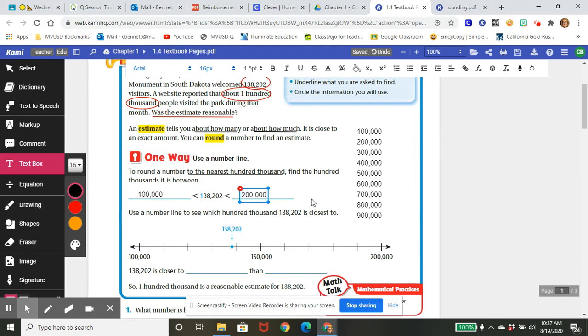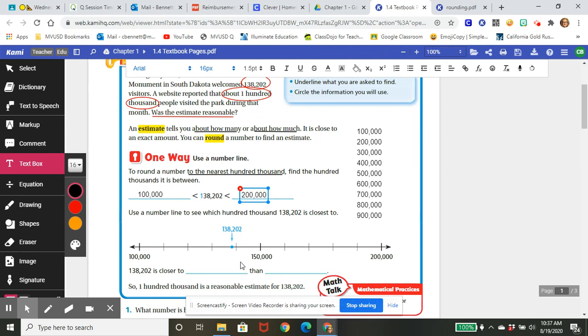Okay. So now I'm going to put it on my number line. Here we have 1, 2, 3, 4, 5 before it gets to 150,000. So I think it's counting by 10,000s. 110,000, 120,000, 130,000. So it would come after 130,000, but before 140,000.